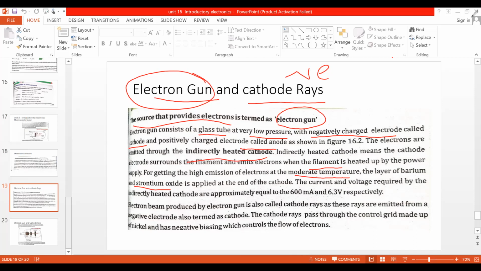The current and the voltage that we require for this process: 600 milliampere current is needed, and we get this 600 milliampere current when we supply the power of 6.3 volt. The electron beam produced by an electron gun is also called cathode rays, as these rays are emitted from a negative electrode termed as cathode. The cathode ray passes through the control grid made up of nickel and has negative biasing which controls the flow of electrons, which I will show you in the next slide, okay?